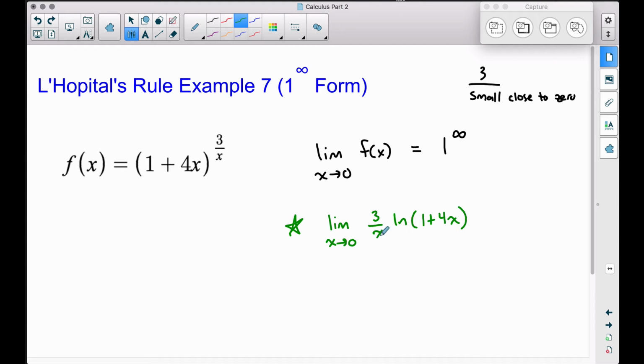So let's see what we get. Let's plug in 0. If x is getting close to 0, remember we said that 3 over a really small number from earlier is equal to infinity, times, if we let x get close to 0 right here, that's 1 plus 4 times 0. Well, all of that's 1, and the natural log of 1 is 0. So now we have this form: infinity times 0.